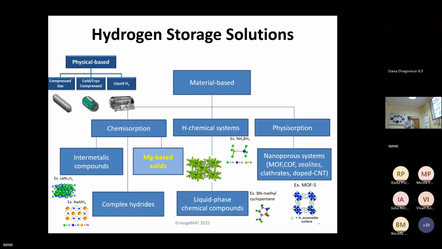So hydrogen storage is a very important technological problem, because this is a solution for green energy. There are many ways to store the hydrogen, but the most important one for mobile solution is metal-based hydrides, and especially the magnesium-based hydrides.